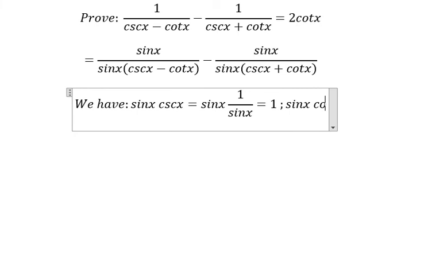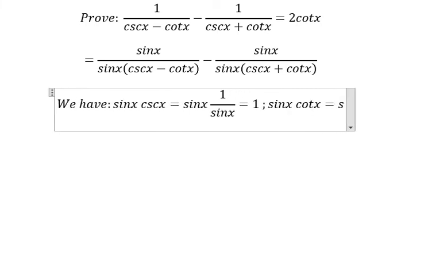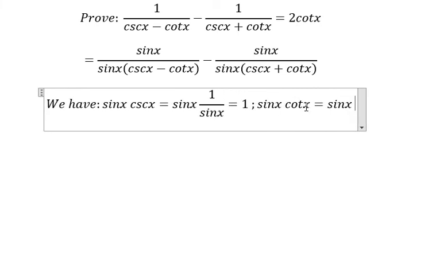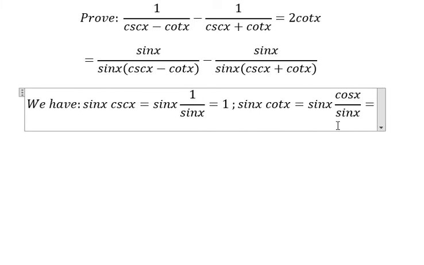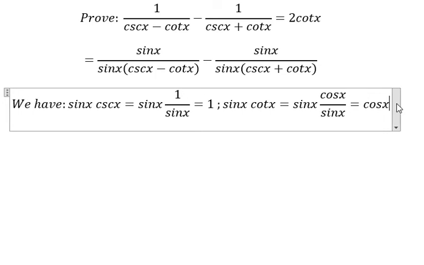Sine s multiplied with cotangent s equals sine s, and we know that cotangent s is cosine s over sine s. So we simplify sine s and sine s, and you get cosine s.